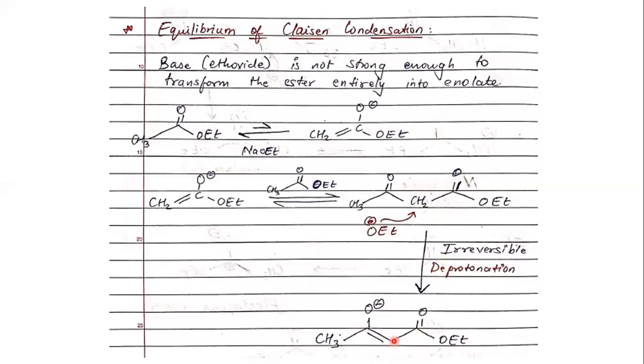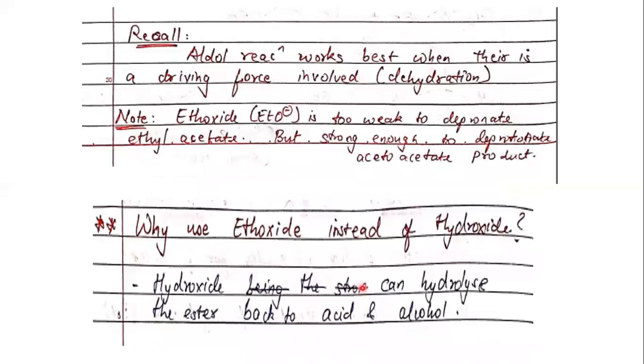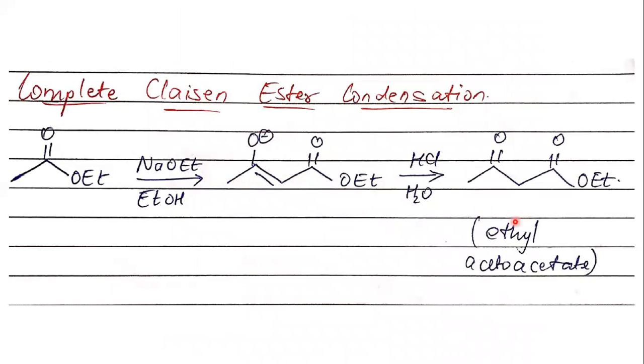But again, my reaction is not yet over because I eventually want to make ethyl acetoacetate. So now this reactive enolate is eventually going to get protonated in the presence of HCl and water. If you can see here, that is your reactive enolate. Now again, the proton from the acid is going to protonate this double bond, and this negative charge is again going to come back to form this molecule. This molecule is nothing but your ethyl acetoacetate.